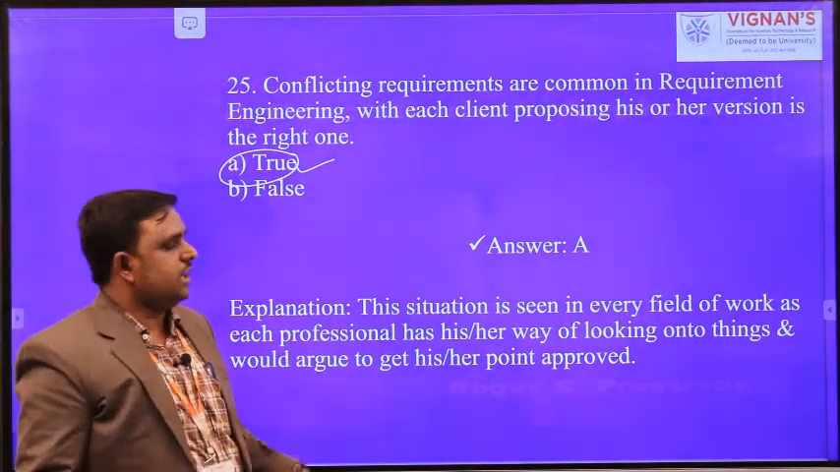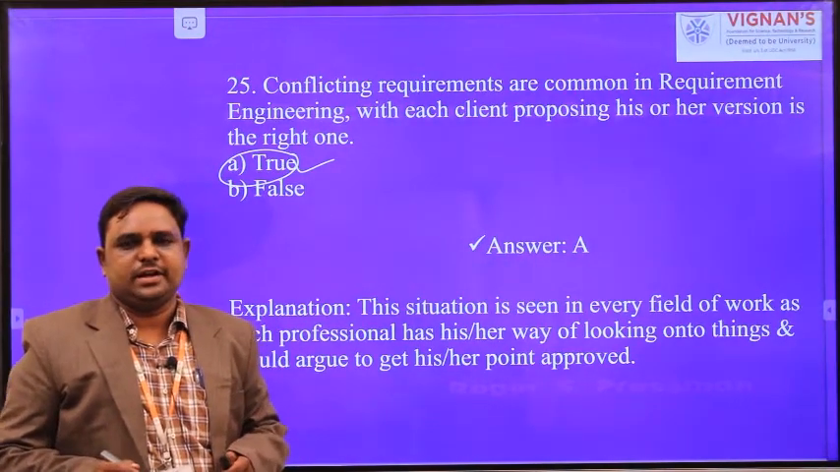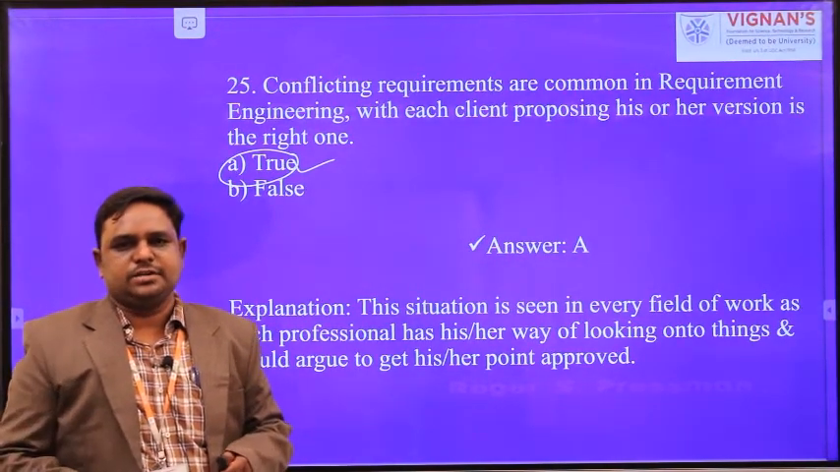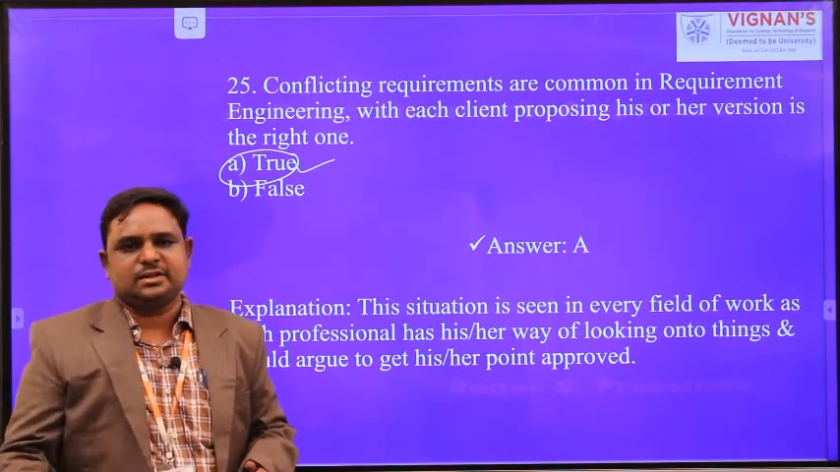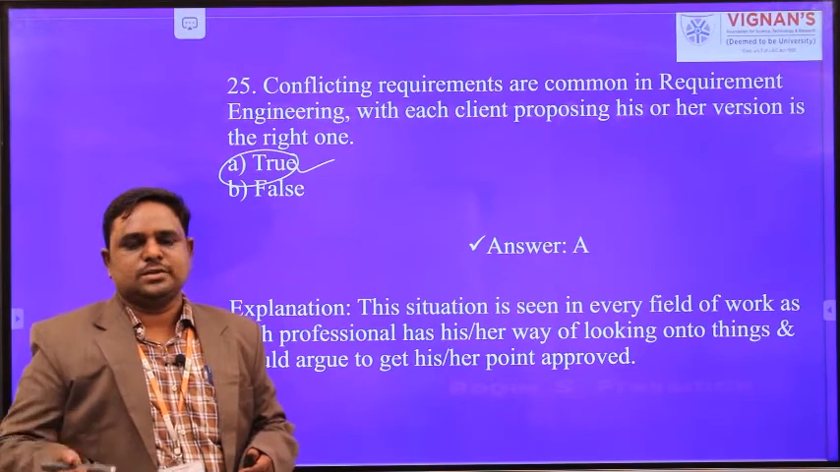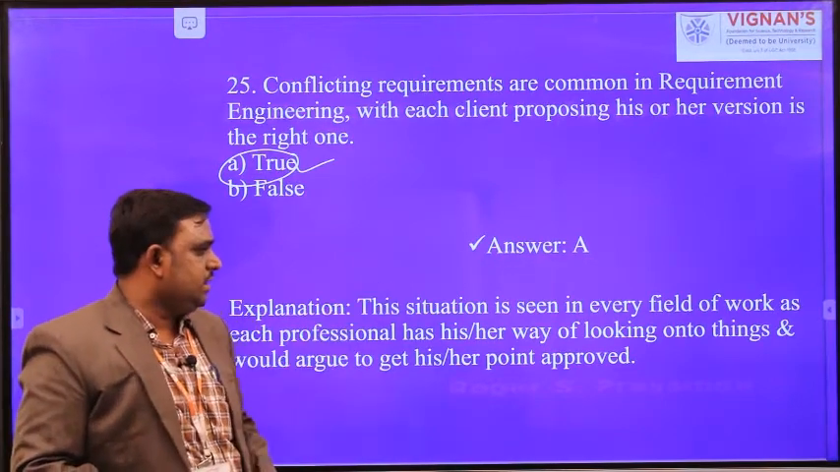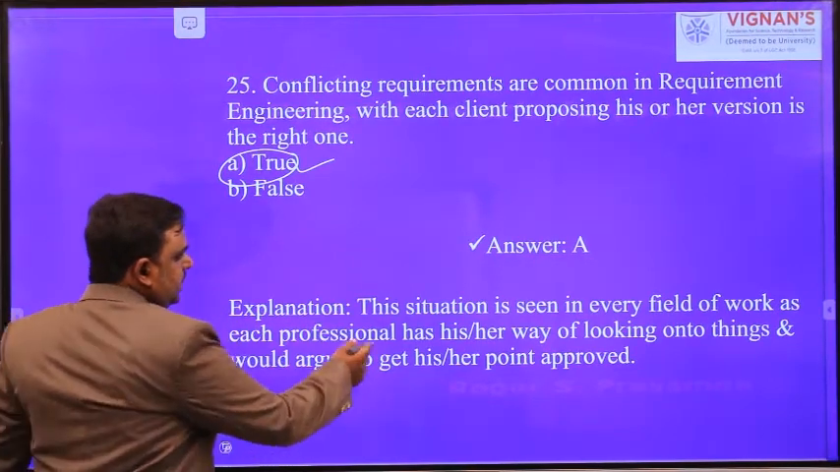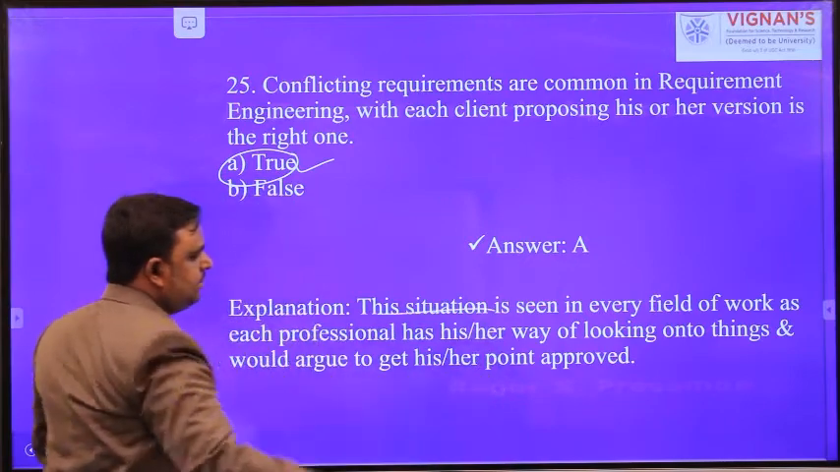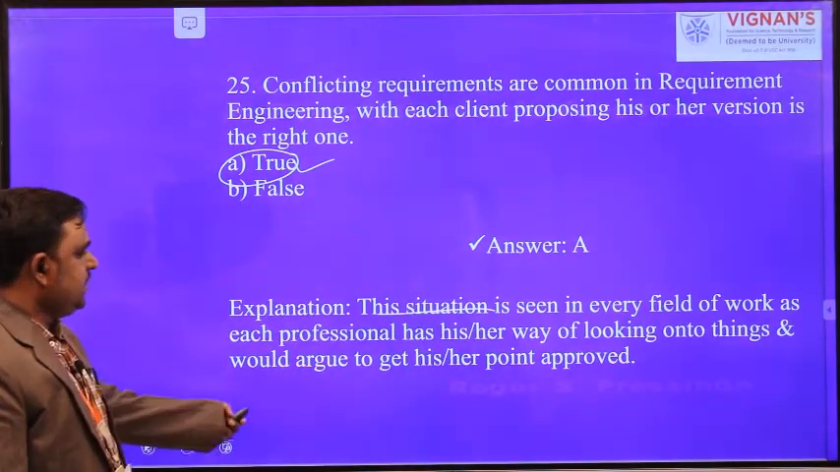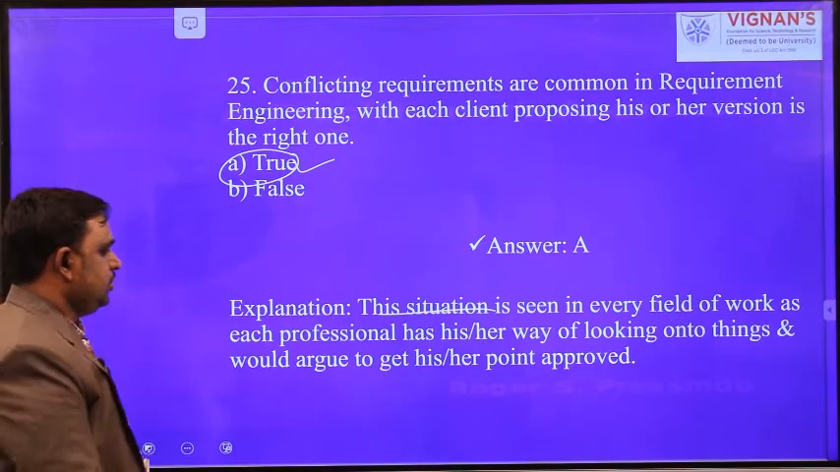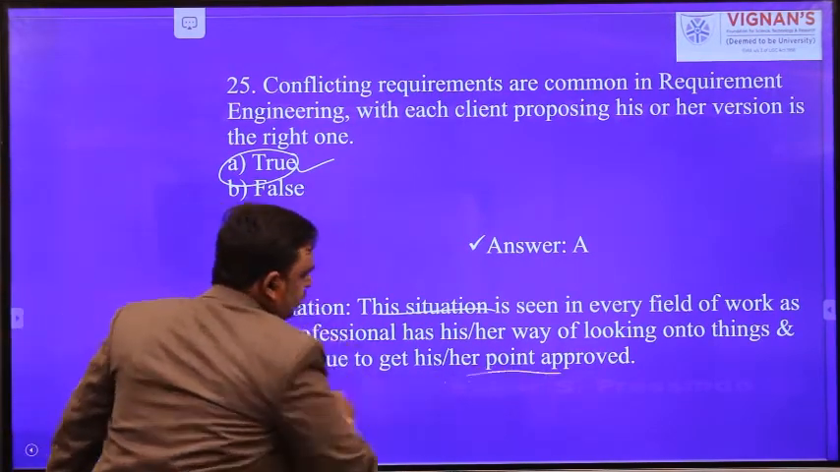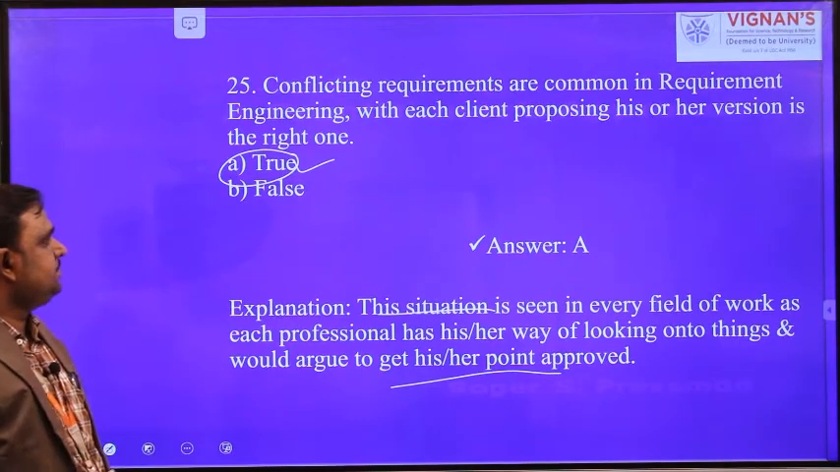So what actually do conflicting requirements mean? Whenever the user gives the requirements, he may give the same requirements twice or thrice in another way. Those are called conflicting requirements. This situation will come in every field of work, as each professional has his own way of looking at things and will argue his point of view. So the answer is A, that is true.